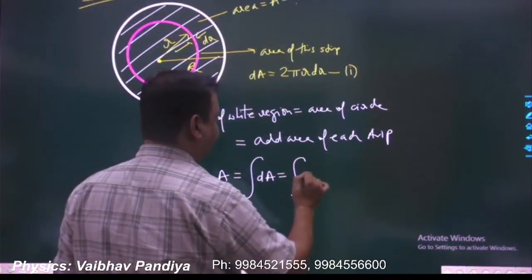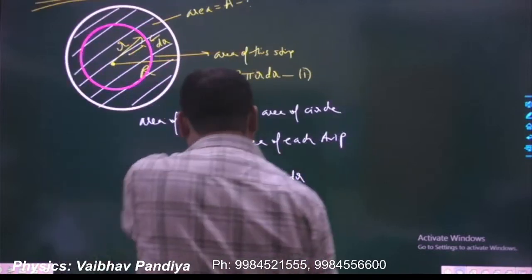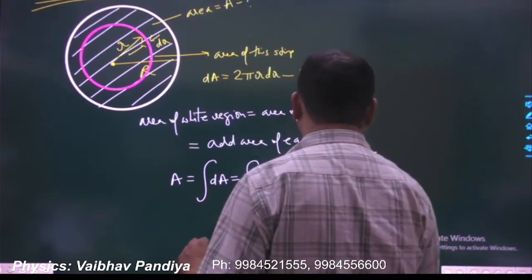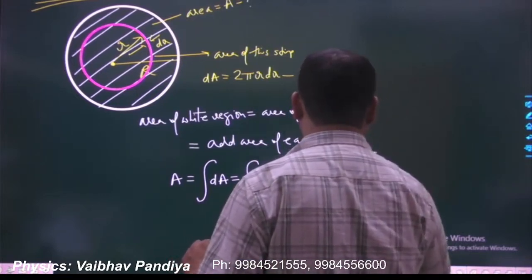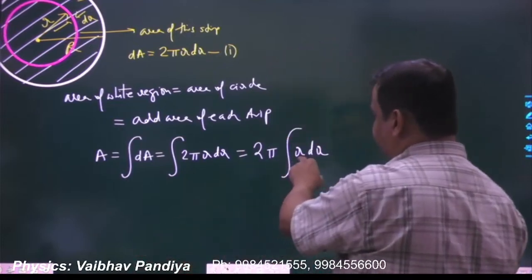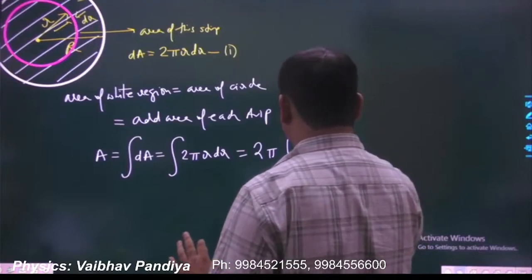So it will be integral of 2 pi r dr, and now you have to put the limit of r. R cannot be taken out of the integral, mind it. 2 pi will come out of the integral, but r will not come out. For each strip, r is changing. So it will be something like this. Now integral is possible. R is the integrand, and the variable of integration is again r. With dr it is r, so it is homogeneous.